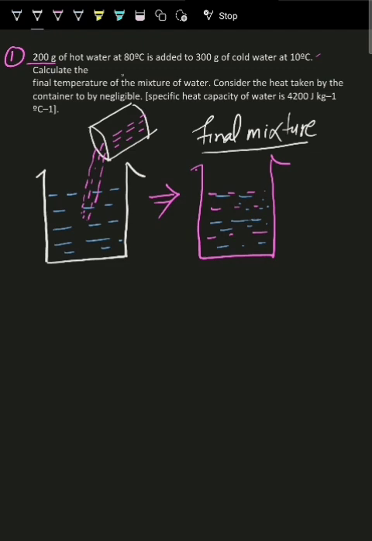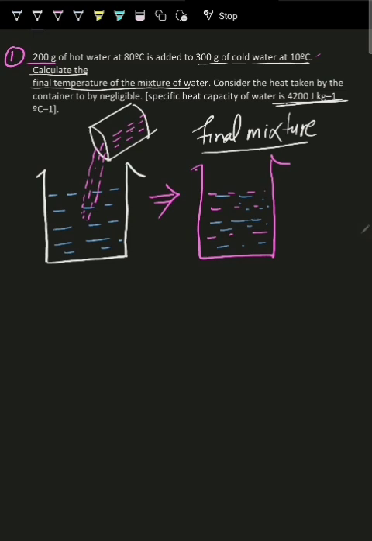So here the first question is that 200 gram of water at 80 degrees Celsius is added to 300 gram of cold water at 10 degrees Celsius. Here we have to calculate the final temperature of the mixture of water. And they have given the specific heat capacity of water as 4200 joule per kg.